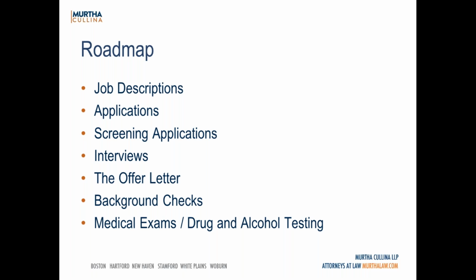So you need to make sure that your job descriptions are in good shape, that they are tailored to the job that is being hired for, and we'll talk about that in more detail later. We'll talk about the application and what can and cannot be included on an application. We'll talk about the process of screening applications once you've gotten them in. Interviews, then the offer letter, and then very importantly, if the offer letter is contingent on anything, such as a background check or a medical exam or drug and alcohol testing, that needs to be set forth in the offer letter, and we will also talk about the background check and medical exams and that sort of thing as well.